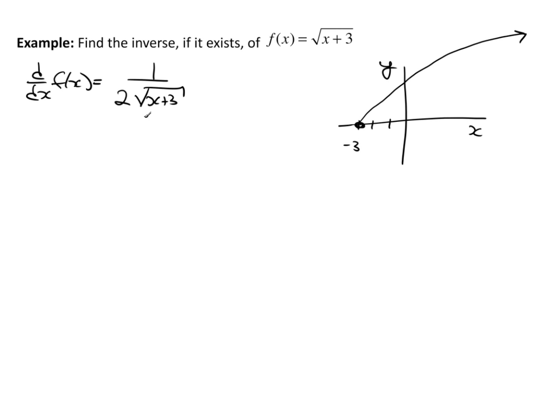Well, that makes sense because the derivative has to be undefined at this point. Remember, there's going to be an infinite number of tangent lines. So clearly, it has to be undefined. The derivative has to be undefined at negative 3. But every place else where it's defined, it's going to be positive.